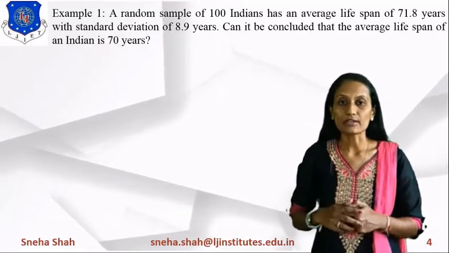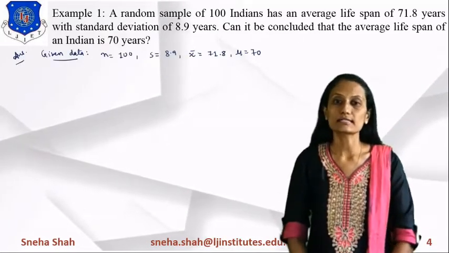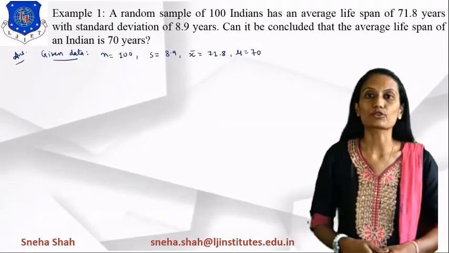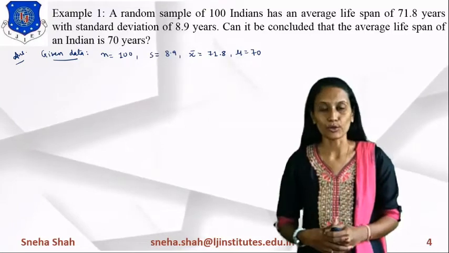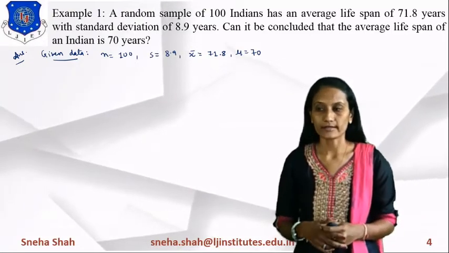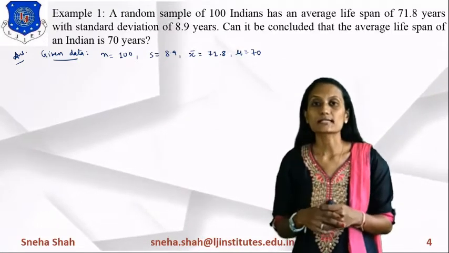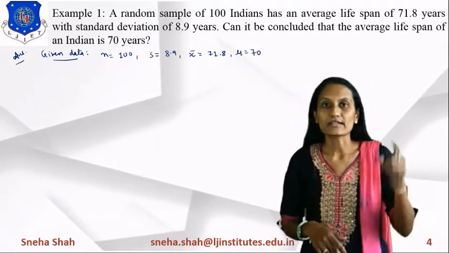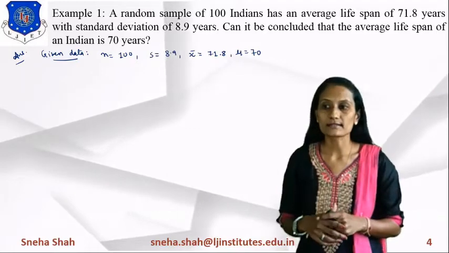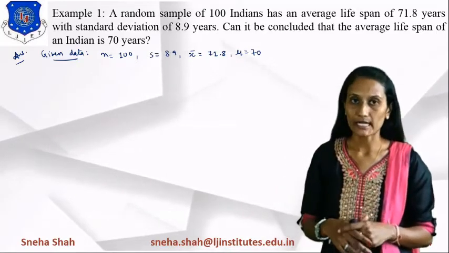So in this, which data is given to you? The first data given is the total number of samples, that is, 100 Indians, so n equals 100. The value of S, the standard deviation, equals 8.9 years. The mean is given as 71.8 years.